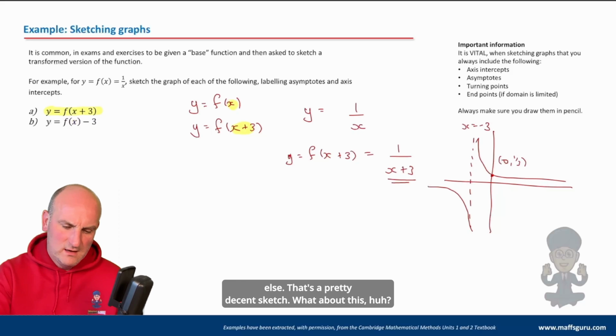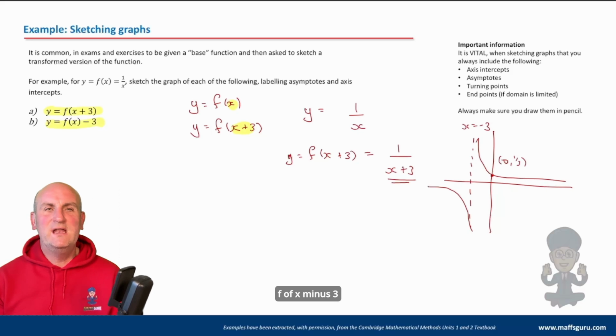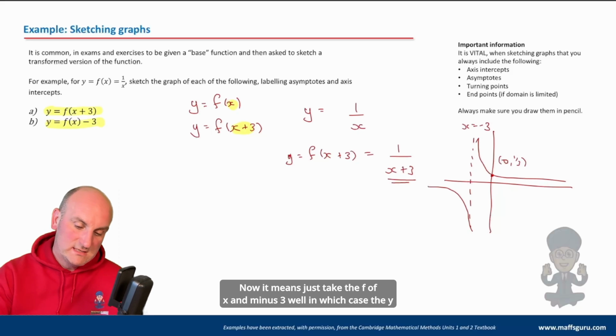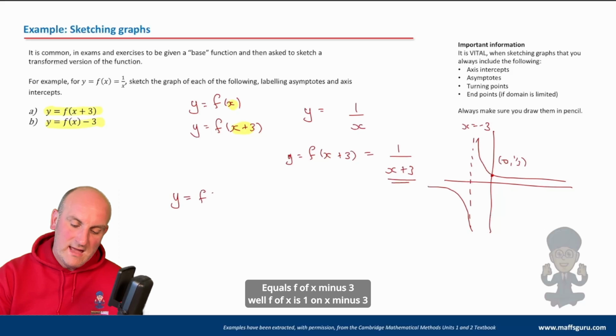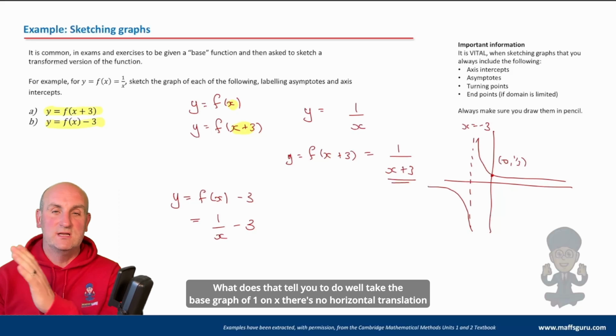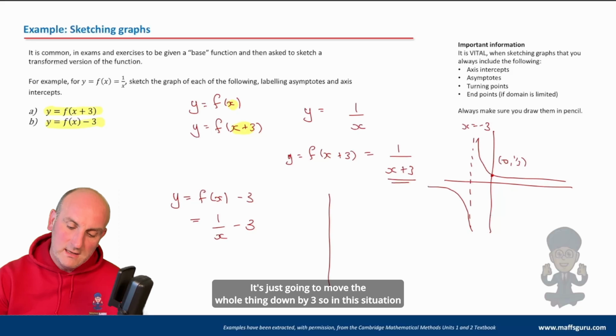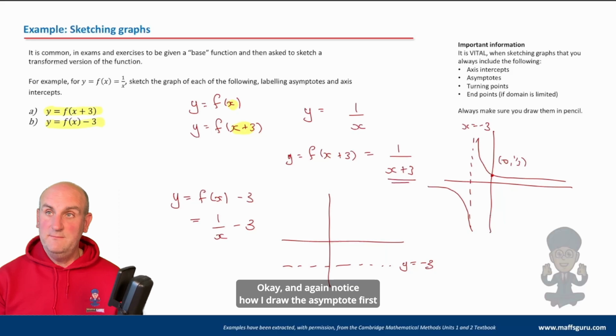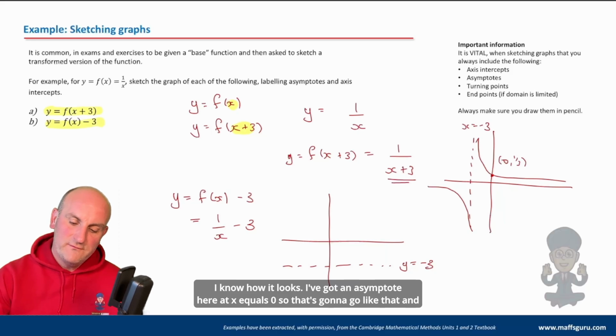What about this? F of x minus 3. It means just take the f of x and minus 3. Well, in which case, y equals f of x minus 3. Well, f of x is 1 on x minus 3. What does that tell you to do? Well, take the base graph of 1 on x. There's no horizontal translation. It's just going to move the whole thing down by 3. So in this situation, I'm going to have a horizontal asymptote at y equals negative 3. And again, notice how I draw the asymptote first. Why? Because that then lets me draw the rest of the graph. I know how it looks.